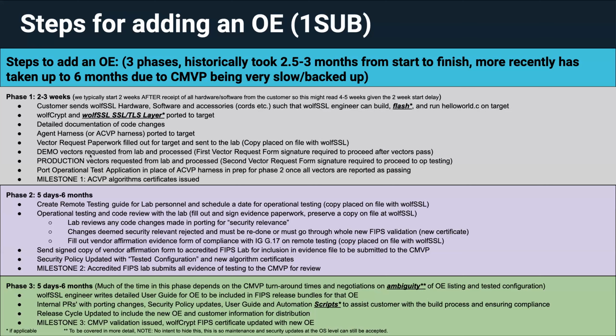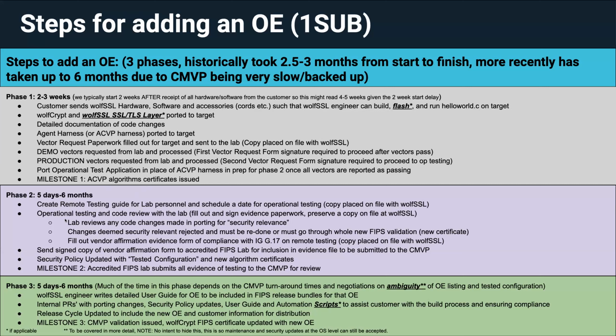We then process a series of vector requests from a lab. They come in the form of a JSON file. We have to do 2 sets. One's called the demo set and the other's called the production set. And then once those have passed, we receive our algorithm certificates, which get hosted on the NIST website. And that's the prerequisite to doing either NIAP common criteria or FIPS ultimately.